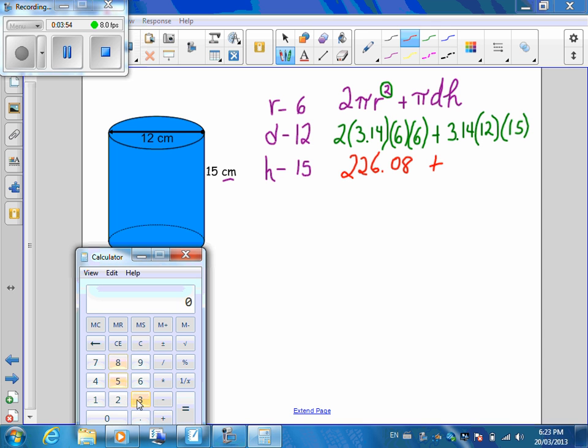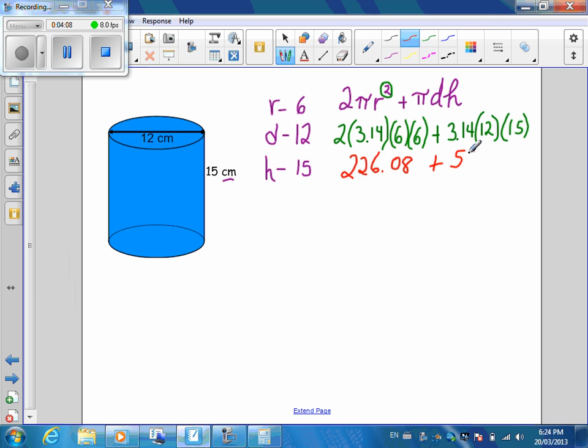To get the area of the wall, 3.14 times 12 times 15, which equals exactly 558. Do not round for these. It doesn't matter how big the decimal is. Unless the problem tells you to round, don't round.